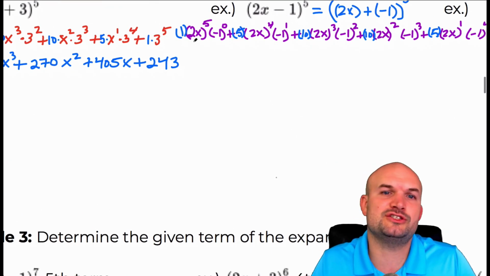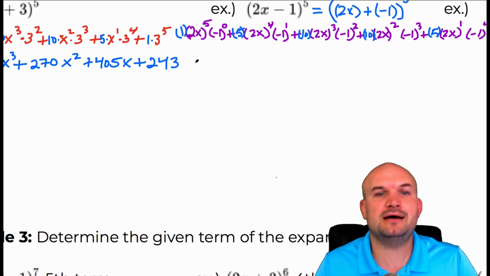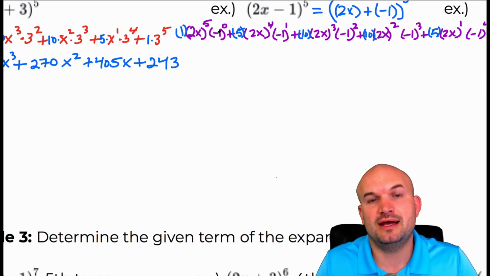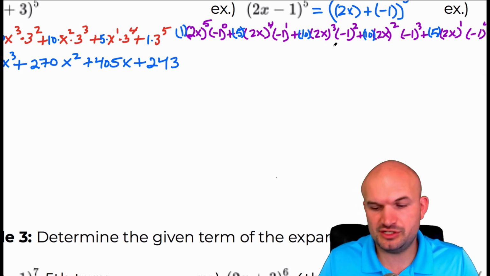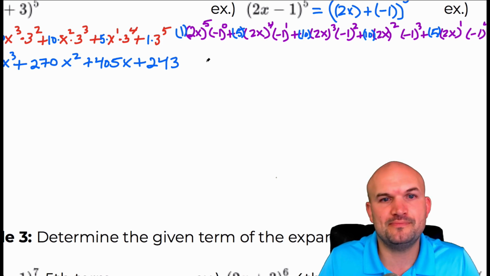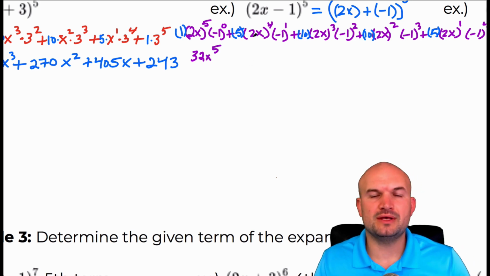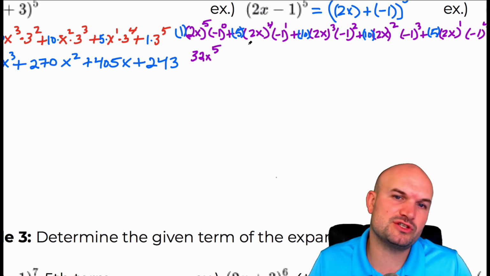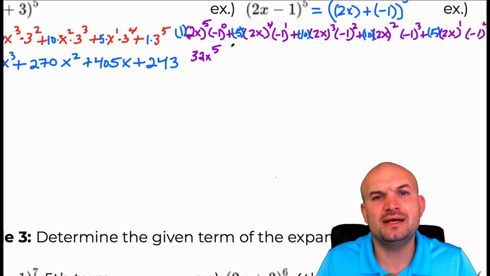So now we're taking 2x raised to the 5th. So 2 to the 5th power is going to be 32. And we have -1 to 0, which is just going to be 1. So we have 32x to the 5th. Let's keep this in purple. Good. So we have 2x to the 4th. So 2 to the 4th power is going to be 16.